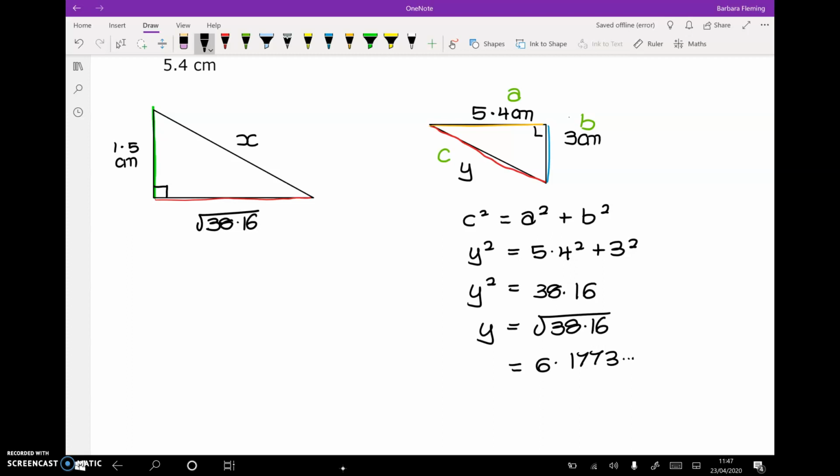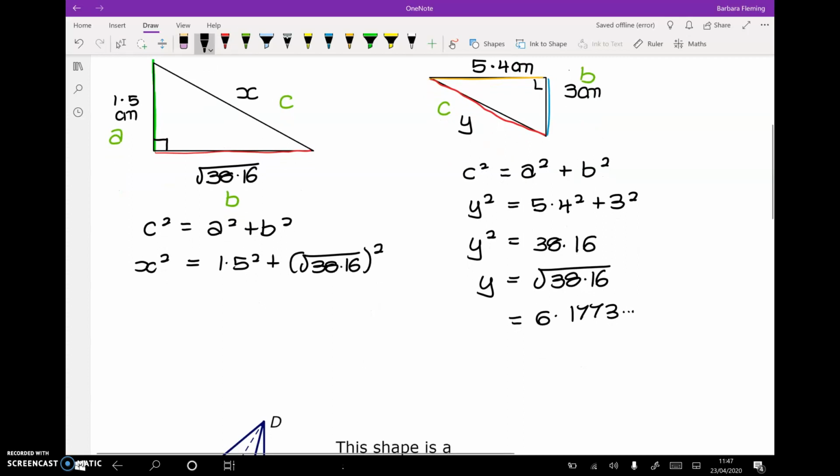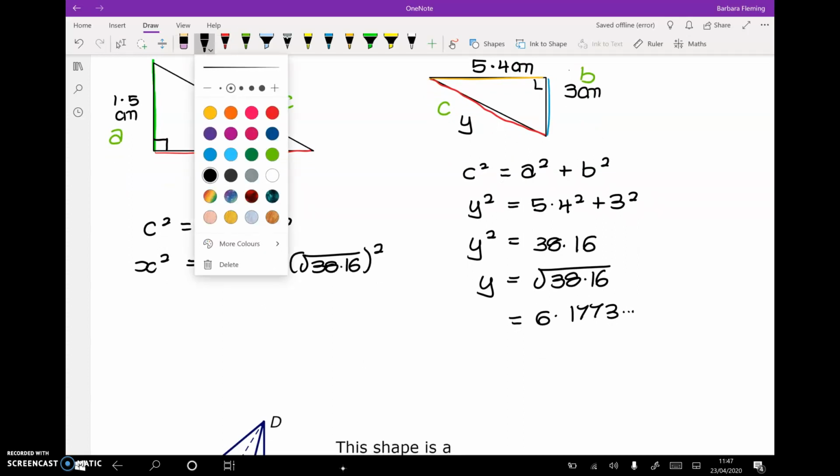Okay, now we've got enough information to find our x finally. So C, A, B. So again, we're looking for our hypotenuse. So our C squared equals A squared plus B squared. So x squared equals 1.5 squared plus, just put that in a bracket, square root of 38.16 all squared. That square root and squared is just going to cancel each other out, but I'll still type it into my calculator so I know what I need to do.